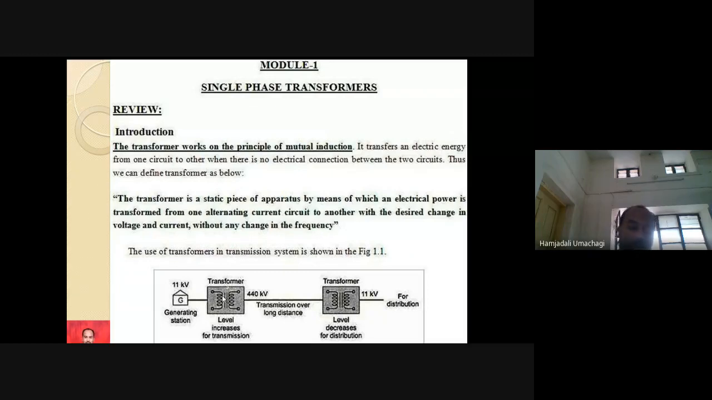Frequency should not change. Okay, so this is one typical example of a transformer used for transmission: use of transformer in a transmission system. The transformer we have used here is a three-phase transformer. Remember, it is a three-phase transformer. Why not a single-phase transformer? Can you use a single-phase transformer in a transmission system? What do you mean by transmission?